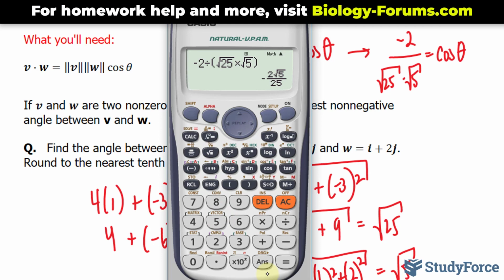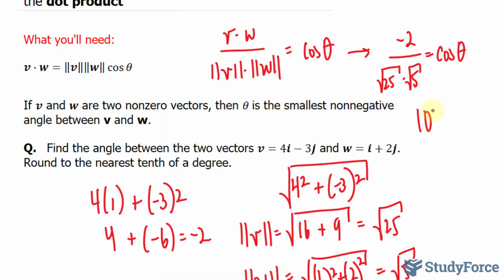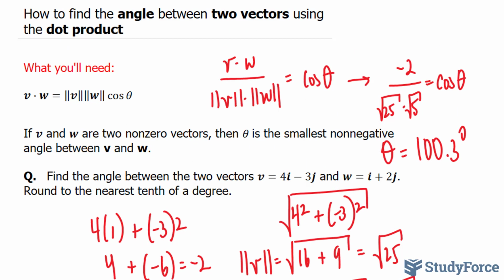Now I will take the cosine inverse of this number, and make sure that your calculator is in degrees. Shift cosine, and we end up with 100 decimal 3. And that's to the nearest tenth. 100.3 degrees. And there you have it. That is how to find an angle between two vectors using the dot product.